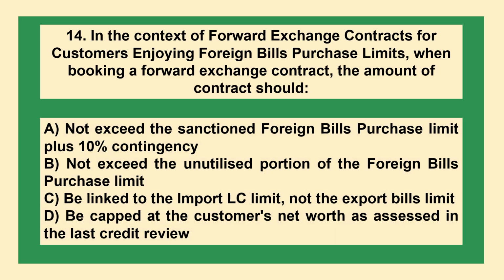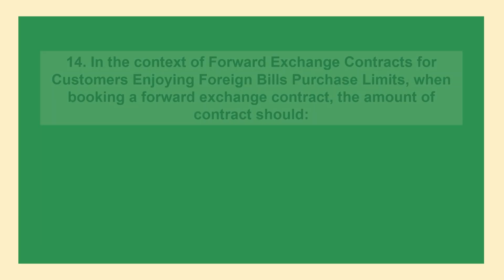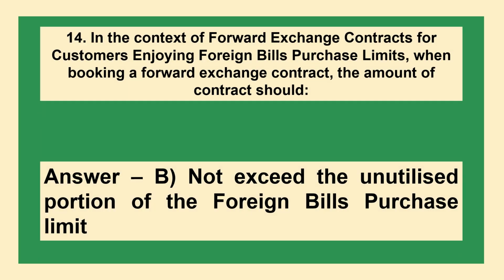In the context of forward exchange contracts for customers enjoying foreign bill purchase limits, when booking a forward exchange contract, the amount of contract should: option A, not exceed the sanctioned foreign bills purchase limit plus 10% contingency; B, not exceed the unutilized portion of the foreign bills purchase limit; C, be linked to the import LC limit and not the export bills limit; D, be capped at the customer's net worth as assessed in the last credit review. The answer is option B, not exceed the unutilized portion of the foreign bills purchase limit.